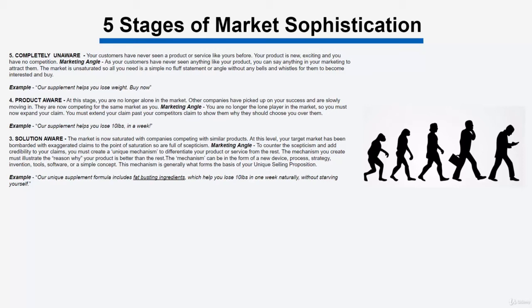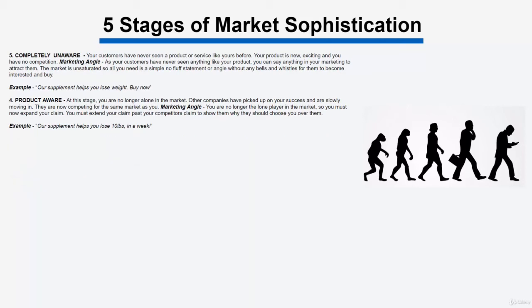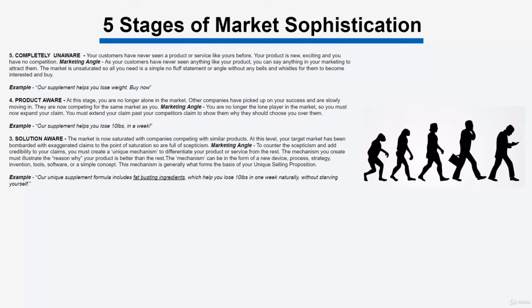Let's take a look at an example of how we can use a unique mechanism to really set us apart from our competition. Our unique supplement formula includes fat-bursting ingredients which help you lose 10 pounds in a week naturally without starving yourself. So in this particular example, the unique mechanism is this unique formula that includes fat-bursting ingredients.